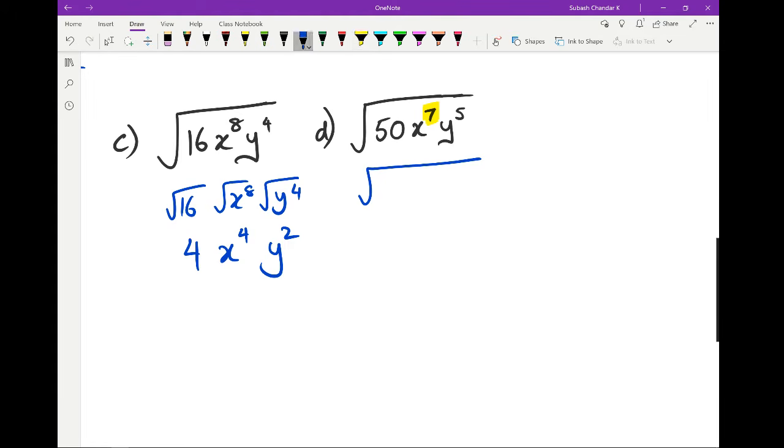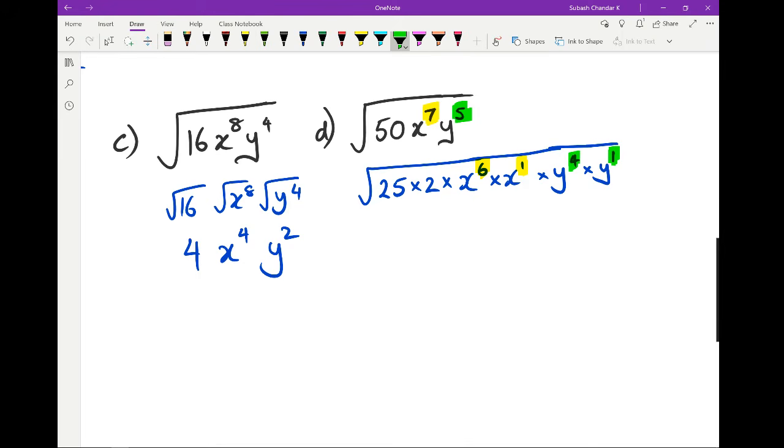So I think that's what I'm looking for, Snapping Turtle, but let's have a look. The first thing I'm going to do is get rid of the 50, and write it as 25 times 2. Now, the x to the power of 7, I'm going to write as x to the power of 6 times x to the power of 1, because remember, the 6 and 1 make a 7. And y to the power of 5, I'm going to split up as y to the power of 4 times y to the power of 1. So you can see how the 4 and 1 end up being.